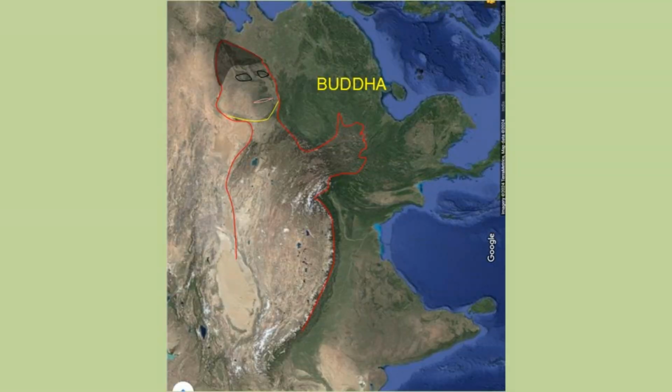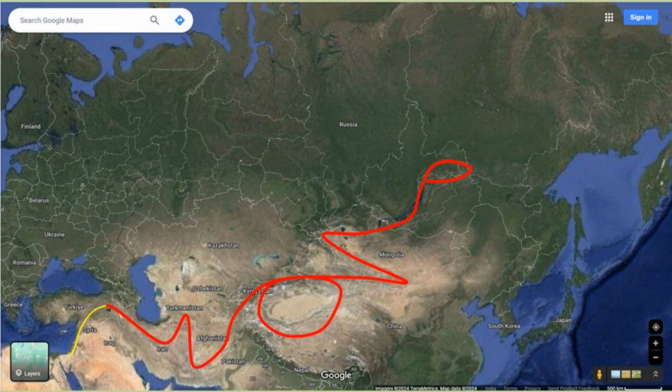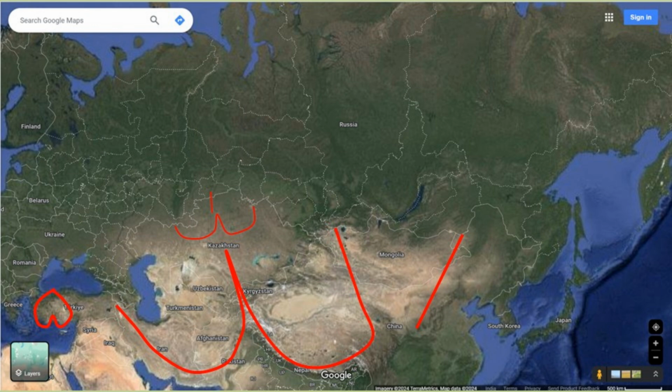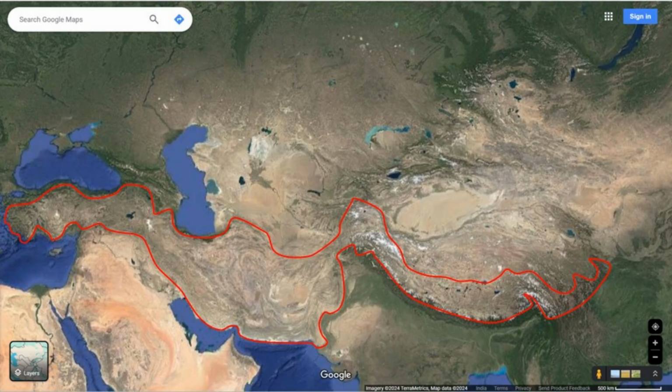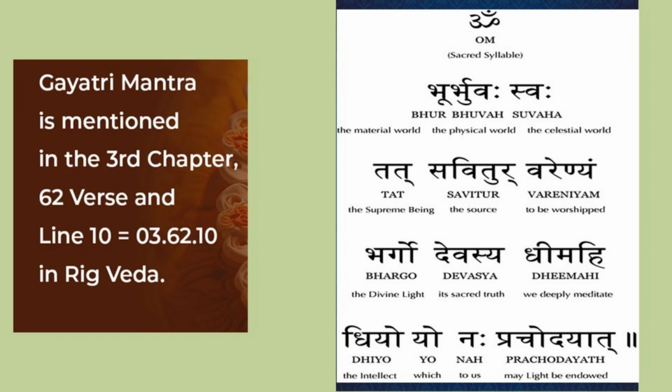This is an image of Prophet Buddha representing the Himalayan mountain range. This is one more image of Prophet Buddha. If you carefully observe, you can see that the name Muhammad is written in the Mount Meru. Also, you can see that the name Allah is written in the Mount Meru, especially in the earth segment. Apart from this, it is also written as Samad, meaning the eternal, as mentioned in the chapter number 112, verse number 2. Similarly, it is also mentioned as Savitar in the Gayatri Mantra, which also means the eternal.